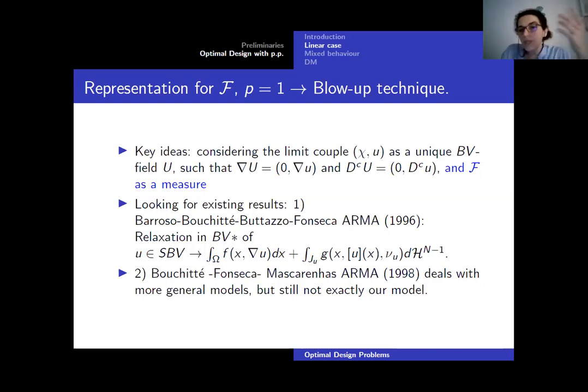Of course, this result was, let's say, technically interesting because it was not already covered by the literature, namely because there was nothing that was already covering this model. So the most similar result that we found was this paper by Barroso, Bouchitté, Buttazzo, Fonseca, and by Bouchitté, Fonseca, and Mascarenhas, but none of those was really totally appropriate for our case, mainly because we also have explicit dependence on the field u and not just on the gradient of u. And so we had to work by hand.